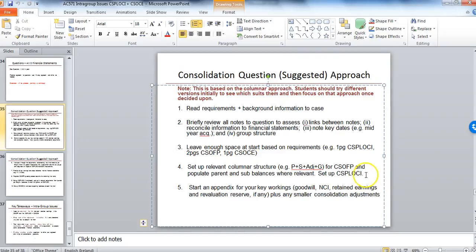And the next two steps are really just setting up the question structure. So once you know how many financial statements, you leave enough space at the start for the financial statements and set up the relevant column structure, particularly for the statement of financial position, but you can also set it up for the SPLOCI as well. So they're the first four steps that we're going to look at for the third question, and we'll then look at the rest of them as we work through the question.